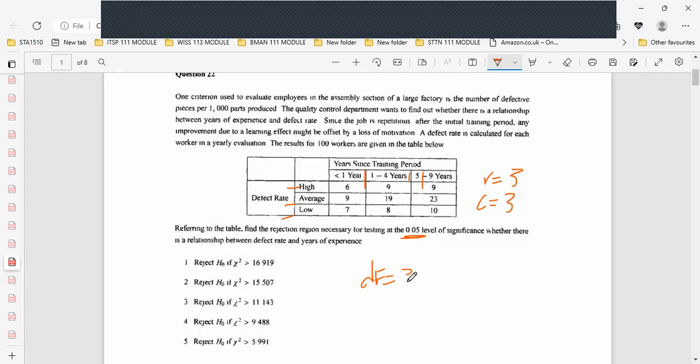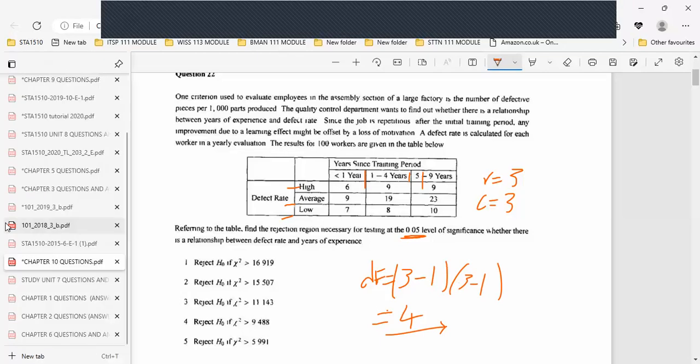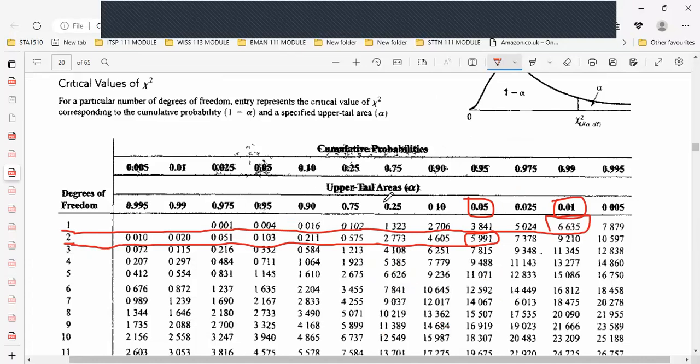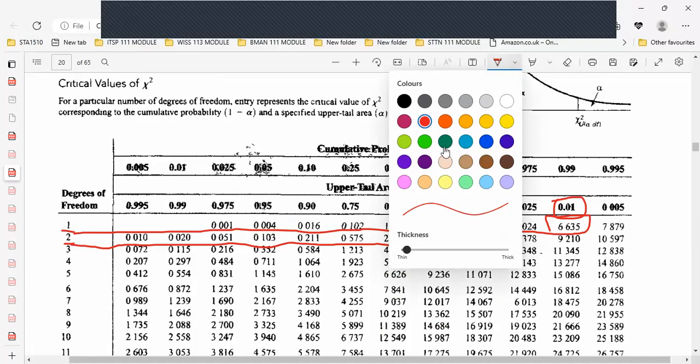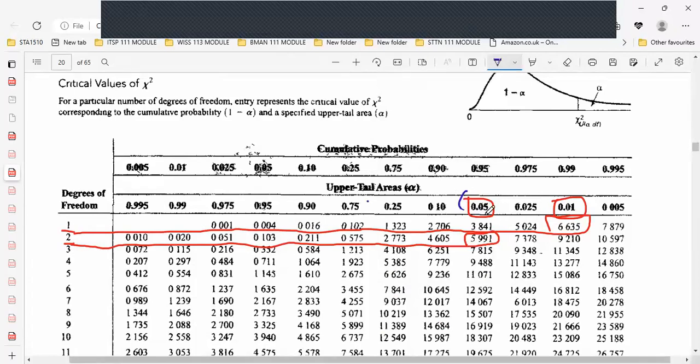Then we substitute: 3 minus 1, times 3 minus 1, which is 2 multiplied by 2, which is 4. Therefore, we know that we are going to use the chi-squared table. We check 4 degrees of freedom under 0.05 using this table. Here we check 0.05, then under it we check 4.